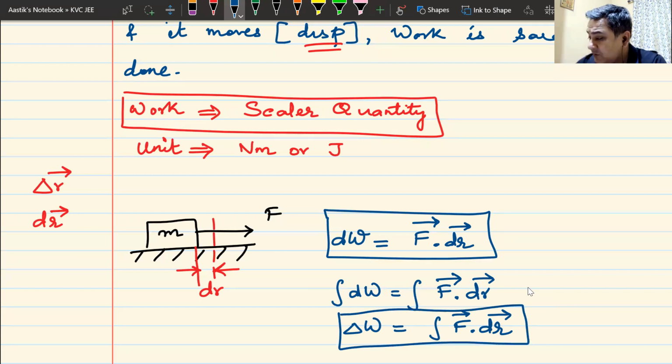Now remember, in most of the books that you see, work done is always denoted as W. But what I am doing here is adding an additional delta. Why I'm adding this delta, I will explain later on. Right now, what I need to explain is this dot that I have put between F and dr.